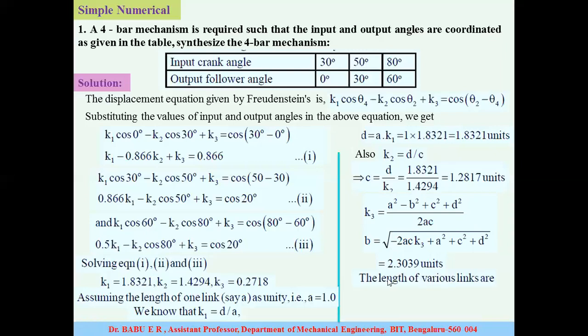Therefore, the lengths of the various links are A equals 1 unit, B equals 2.3039, C equals 1.2817, and D equals 1.8321. So these are the dimensions of the various links in a 4-bar mechanism for the 3-position analysis.